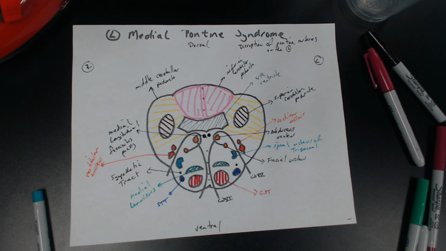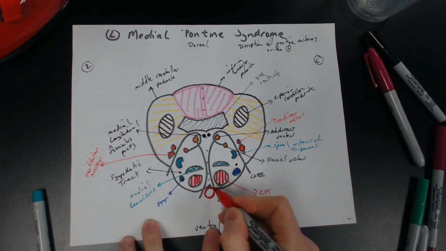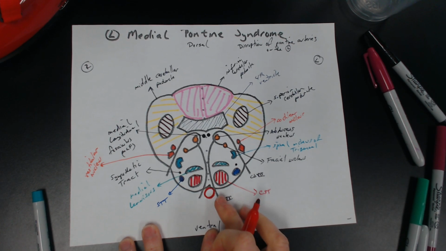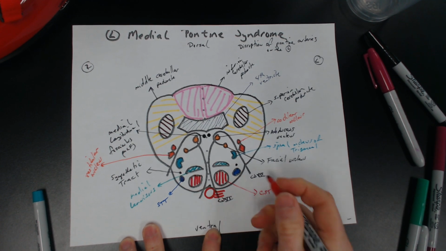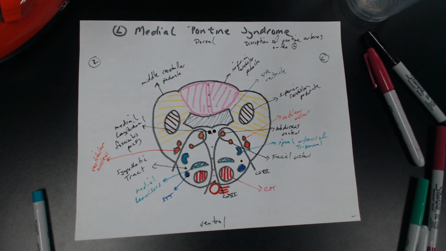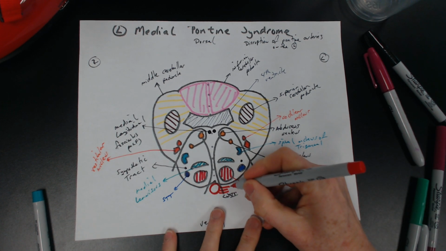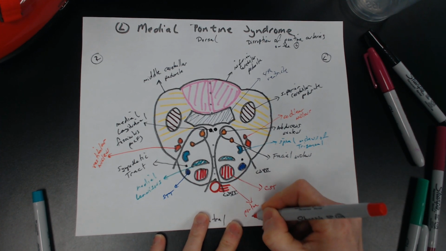Okay, so coming up the middle of the pons, we have that basilar artery here, and coming off the basilar, we're going to be looking at a disruption of the pontine arteries coming off the left side of the basilar artery. So let's look at the pontine arteries on the left.